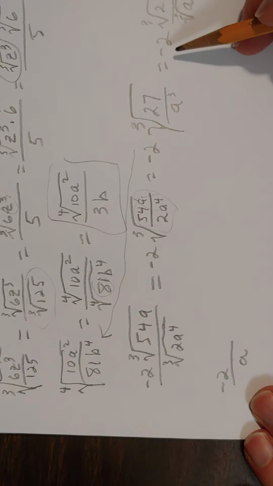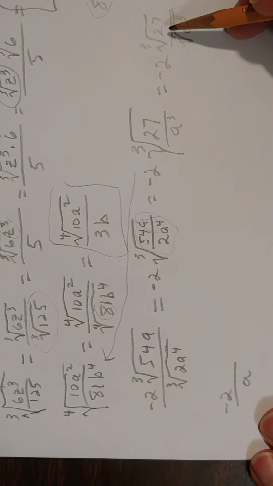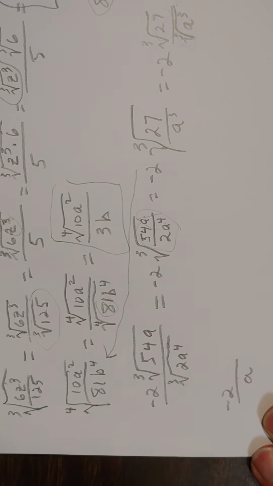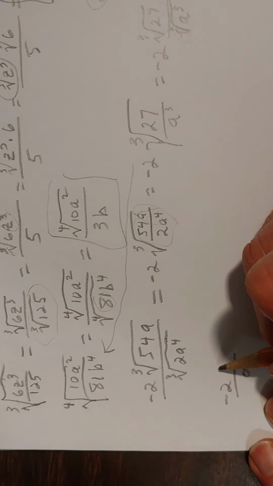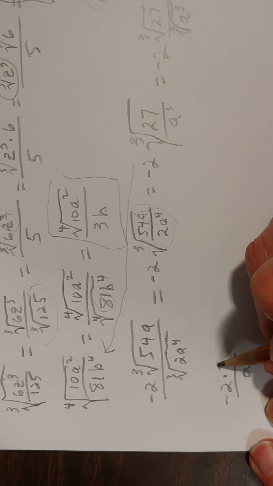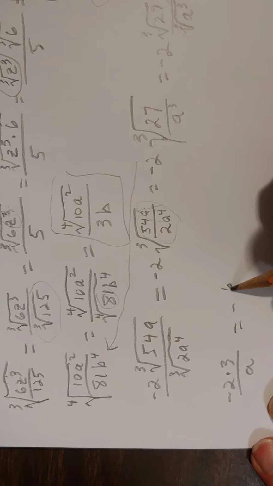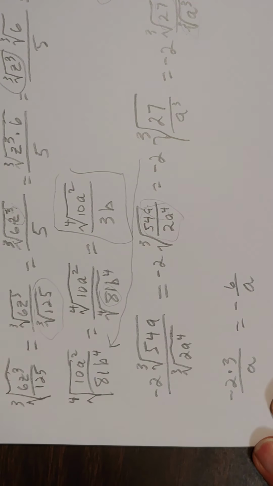And the numerator, the cube root of 27, that's not in simplest form because there's a perfect cube that divides 27. 27 is a perfect cube. Cube root of 27 is 3. Times 3. So we get -2 times 3, which is -6 over a, or -6 over a written like that.